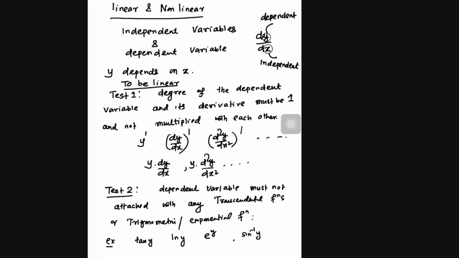This makes the equation nonlinear. If you find this, it should not be there. These kinds of things must not be there for the equation to be linear. I mean the dependent variable, not the independent variable. If an independent variable is attached, no problem. If you find the dependent variable with this kind of thing, it will make the equation nonlinear. That means you say it is nonlinear. Let's do some examples.